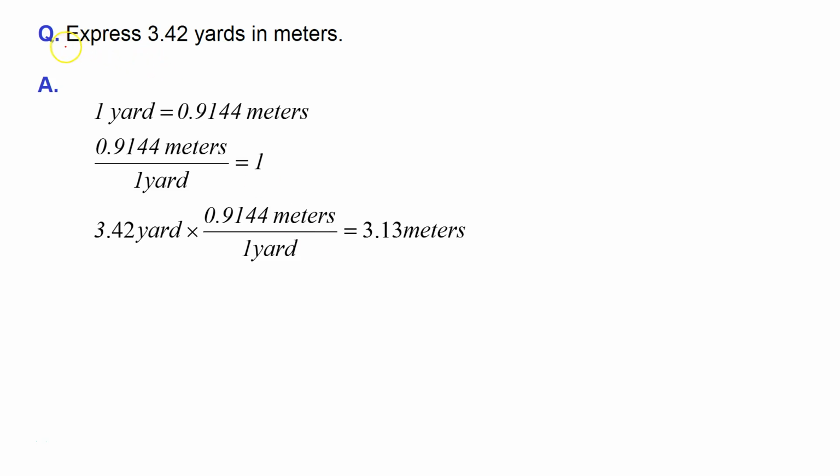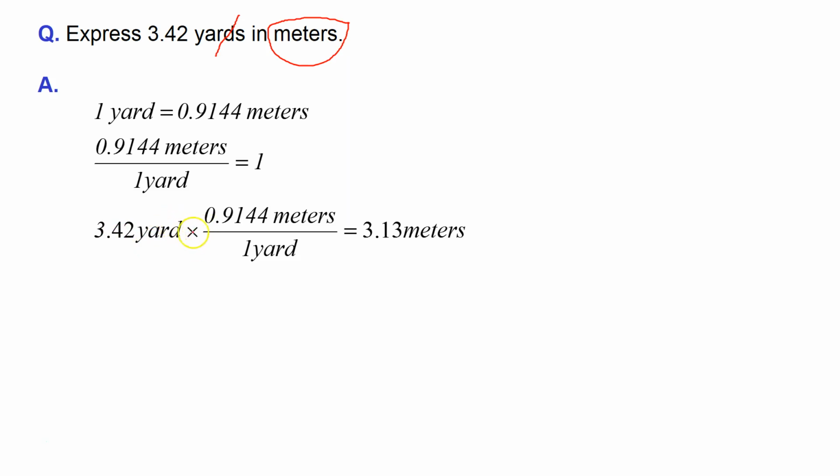So here we go again. It says express 3.42 yards in meters. So I have to look up in a table the relationship between yards and meters, and I find this in my textbook. It says 1 yard equals 0.9144 meters. I want to get rid of yards and end with meters. So I need the conversion factor that has yards on the bottom line and meters on the top line. Now I'm ready to go.